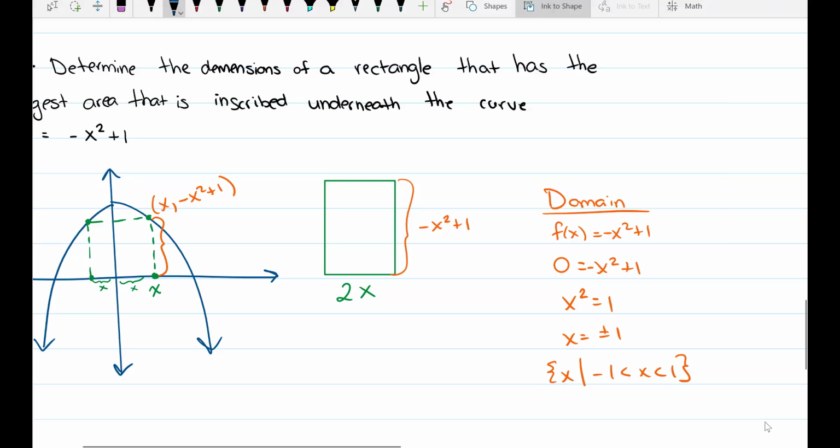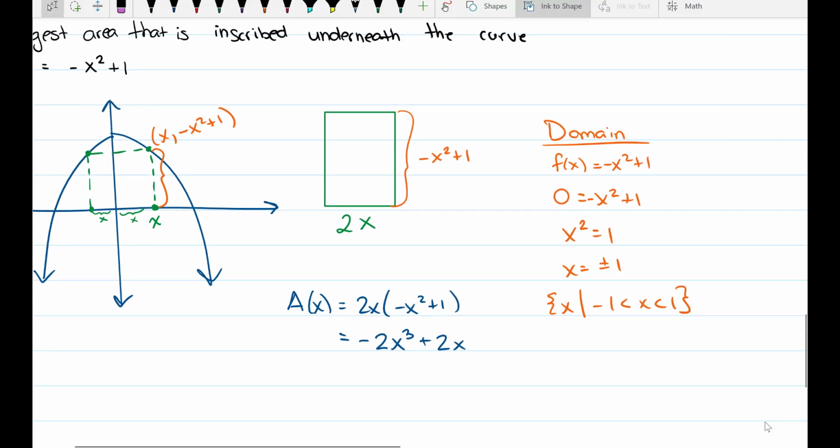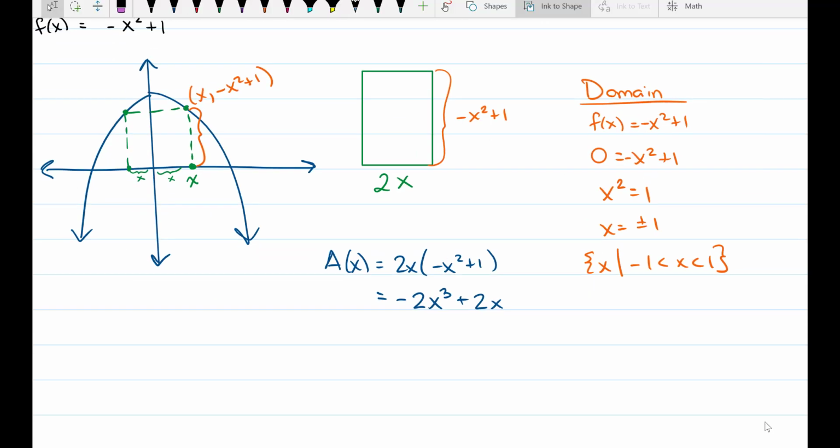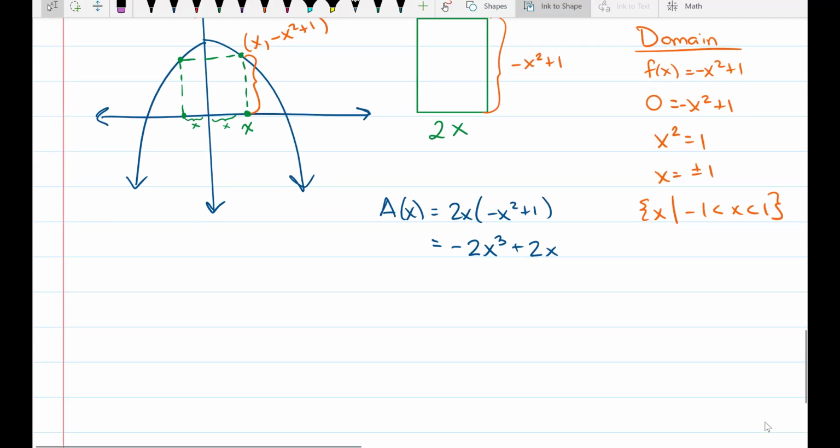And then our area of the rectangle is going to be 2x times negative x squared plus 1. So you get negative 2x cubed plus 2x, if you want to write it like that. That's going to be helpful for when we take the derivative. So now we know the endpoints of the function. Now let's find our critical points.